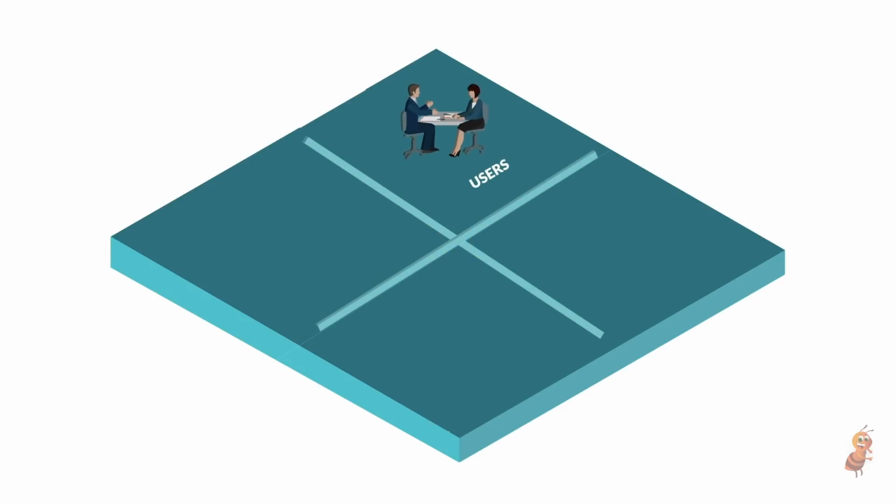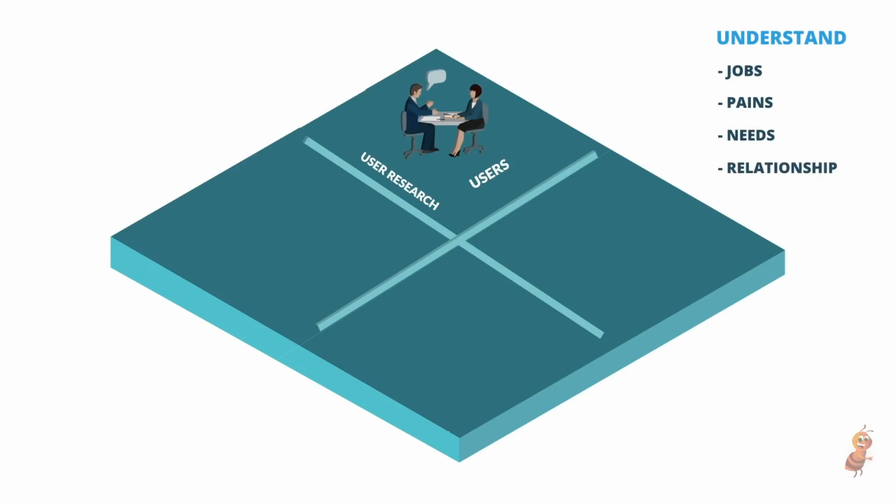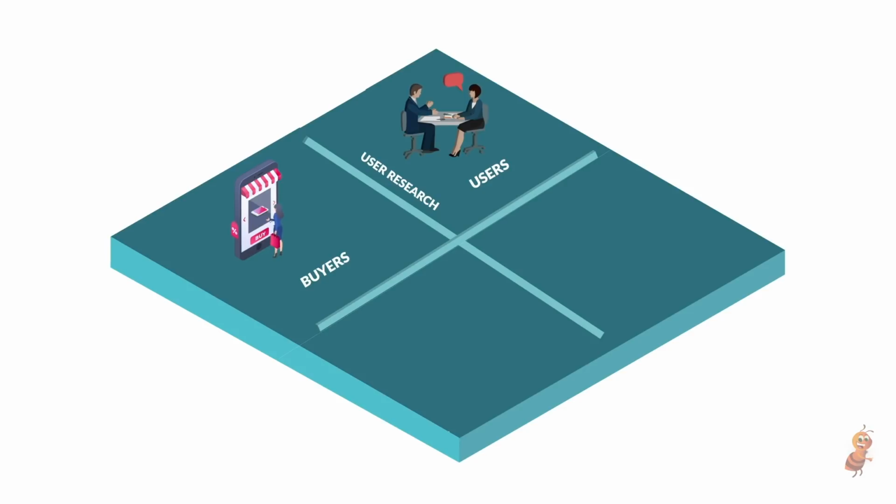Users, the main reason why you're building your product, those who use your product to get some job done. You have to do user research to understand their jobs, pains, needs, and what kind of relationship is required to help them. Then there are buyers who buy the product for their users.